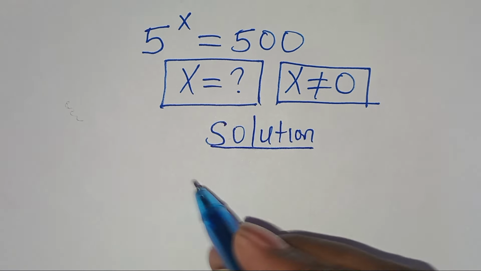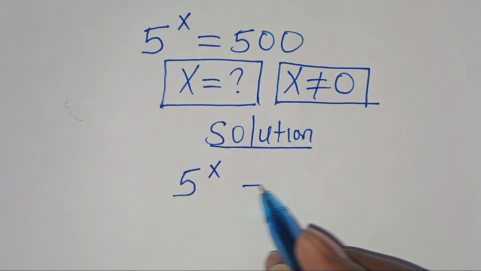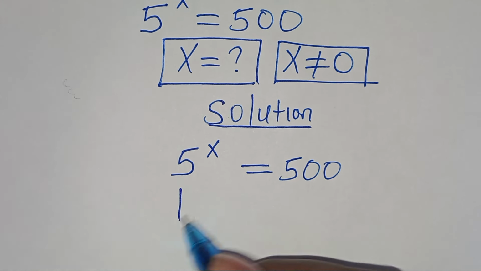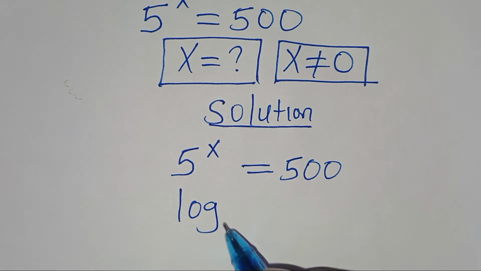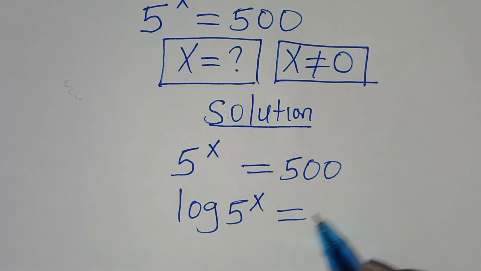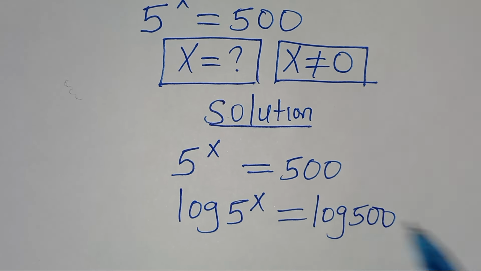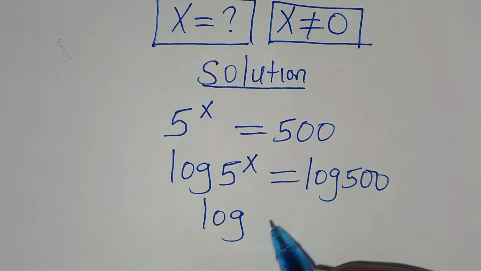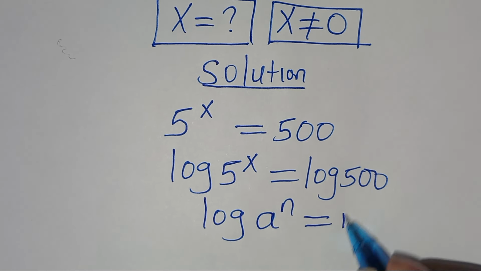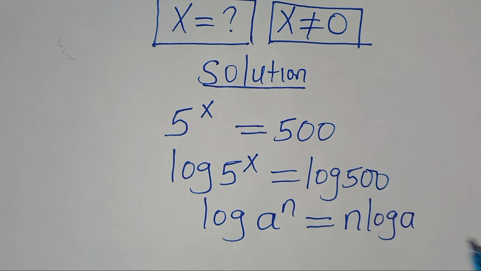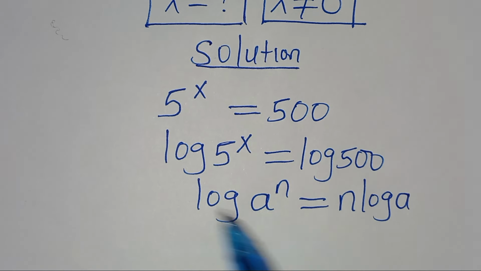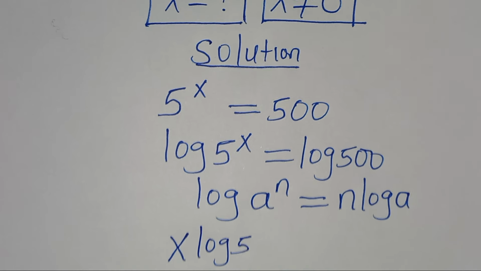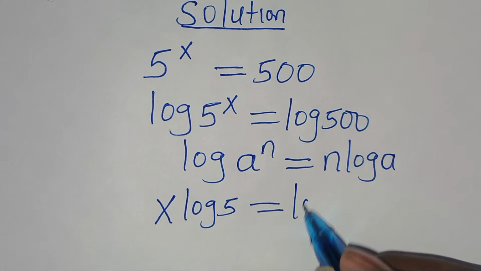So we have 5 to the power of x equal to 500. To solve for x here, we introduce logarithm on both sides so that we have log 5 to the power of x equal to log 500. You find that log 5 to the power of x is in the form of log a to the power of n, which we can transform as n log a. Now, applying this power rule property, log 5 to the power of x becomes x log 5, equal to log 500.